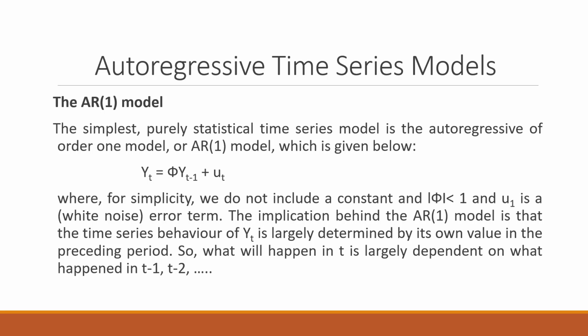The implication behind the AR model is that the time series behavior of yt is largely determined by its own past values. So whatever happens at t is largely dependent on what happened at t minus 1 and t minus 2. For example, today's stock prices may be affected by yesterday's or the day before yesterday's. Today's weather may be affected by yesterday's weather or the day before.